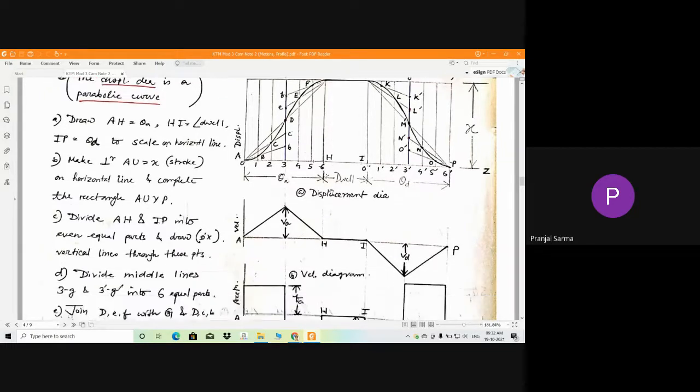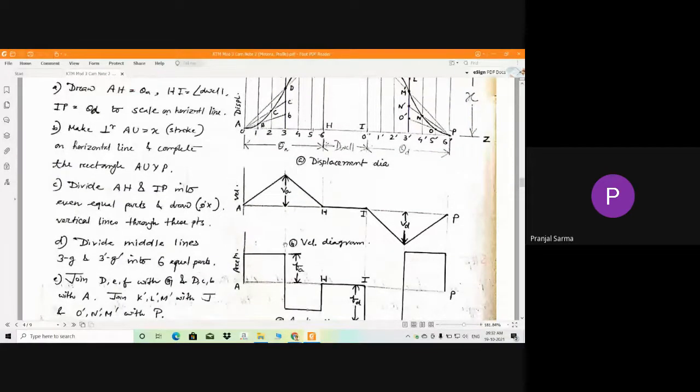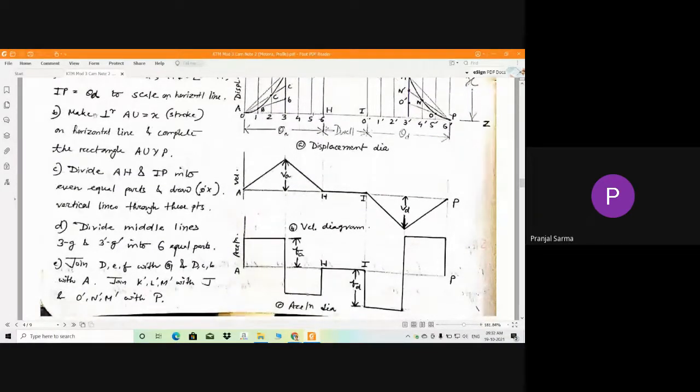Those things we have already discussed. Similarly, how to draw the velocity and acceleration diagram, that also we have discussed. So for the velocity diagram, you remember? Yes or no?